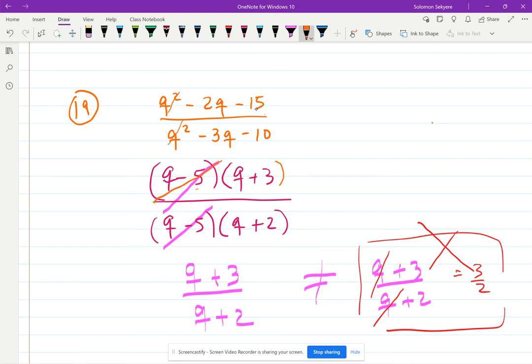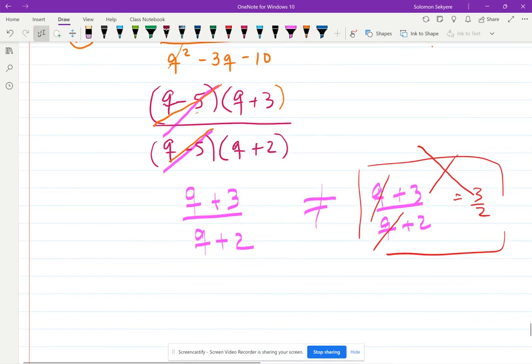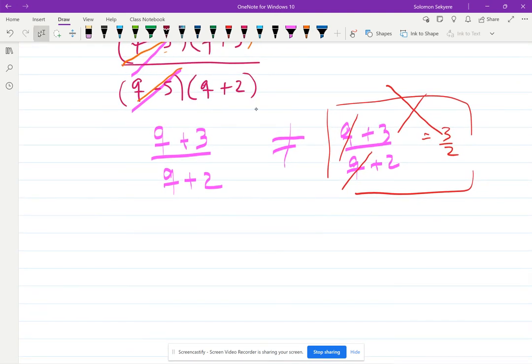And so now I can cross out my q minus 5. My final answer is q plus 3 over q plus 2. And remember here, you cannot say the q's cancel and your final answer is 3 over 2. No, you cannot do that, okay? Q plus 3, these are two terms here. So you cannot just divide the q's and leave the 3 right here without dividing it by q as well.